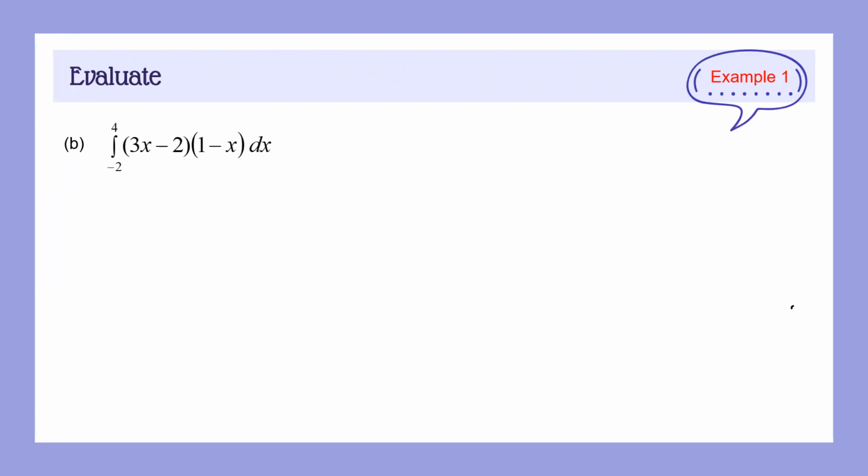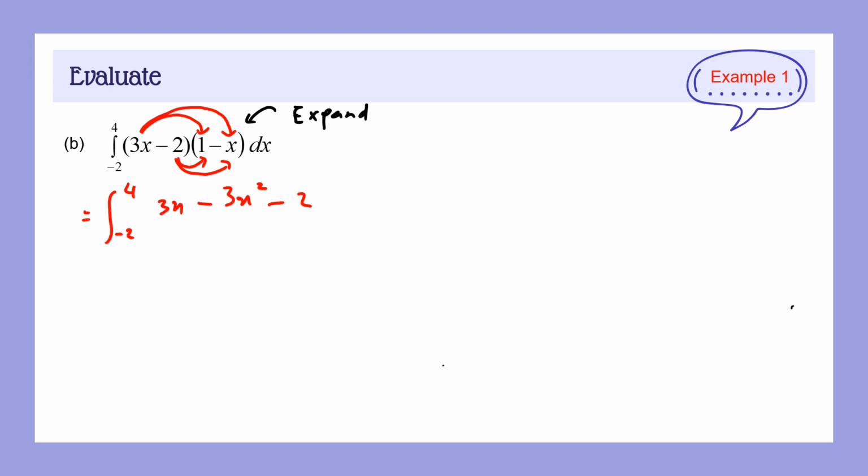For question B, integrate negative 2 to 4, (3x minus 2) multiply (1 minus x) dx. So, for this question, we need to expand. So, then, we get integrate from negative 2 to 4. We expand 3x multiplied by 1, we get 3x. Then, minus 3x multiplied by x is 3x squared. Then, minus 2 multiplied by 1 is 2. Then, plus 2x dx. Then we can simplify this one.